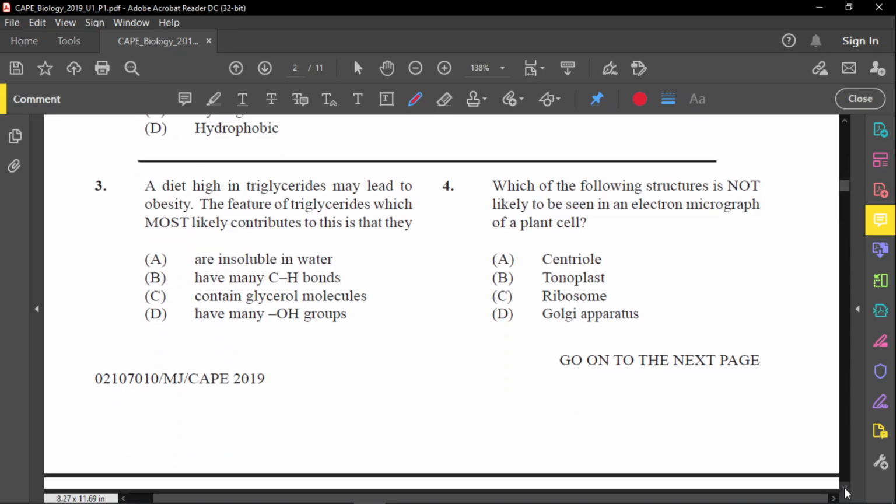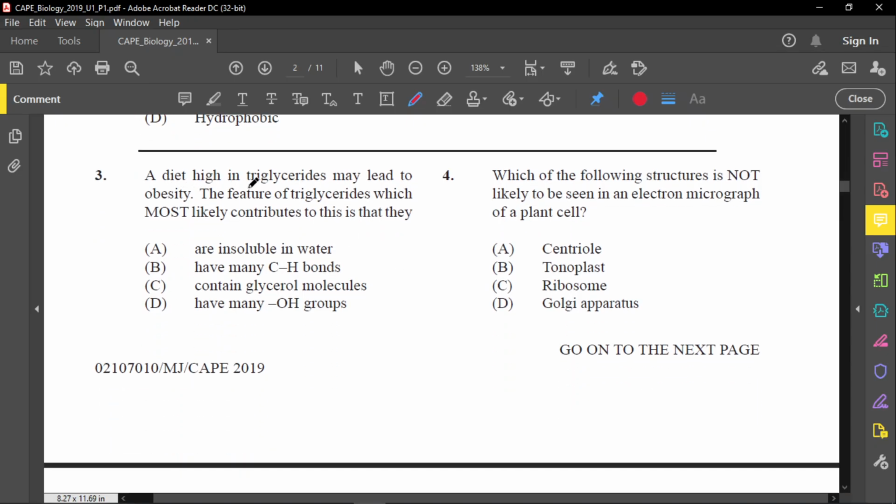For question number 3, it states that a diet high in triglycerides, which is a fat, which is lipids, may lead to obesity. It asks which feature of triglycerides most likely contributes to this. Option A says they are insoluble in water. To be insoluble in water is really a good choice, but we want to see if there's a better choice there.